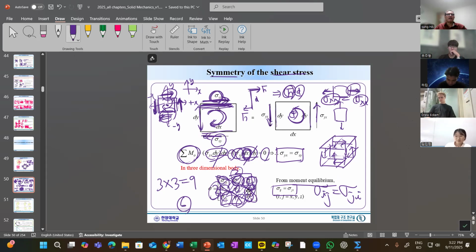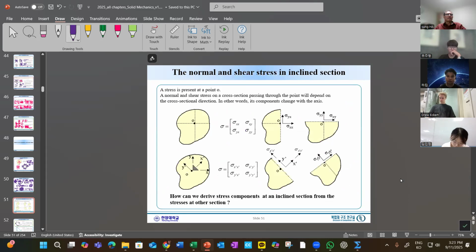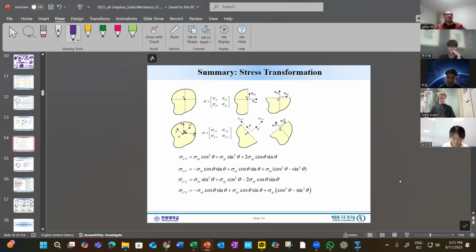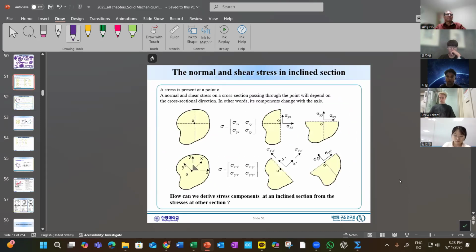And these 9 components will represent a distributed load in the body. Okay, now this is the very important second step. What we would like to do next is get back to 2 dimensions, which is rather simpler.